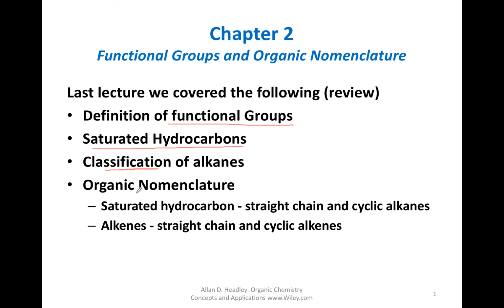And then we went into our nomenclature. We defined IUPAC as the systematic naming that we'll use in organic chemistry. We learned how to name saturated hydrocarbons, both straight chain and cyclic, and we also learned how to name alkenes, which have the functional group of a double bond, and we can name them if they are straight chain or if they are cyclic.